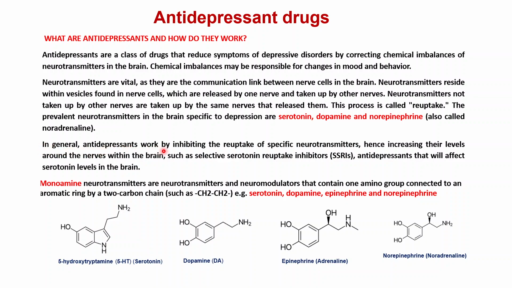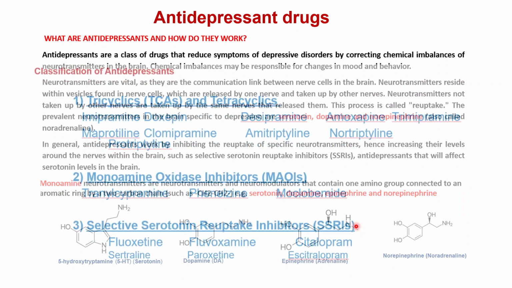In general, antidepressants work by inhibiting the reuptake of the specific neurotransmitter, hence increasing their levels around the nerve within the brain, such as the selective serotonin reuptake inhibitors, SSRIs, antidepressants that affect the serotonin level in the brain. Monoamine neurotransmitters are neuromodulators that contain one amino group connected with an aromatic chain, like serotonin, dopamine, epinephrine, and norepinephrine.